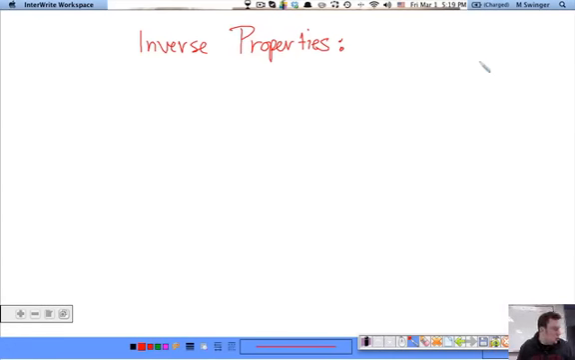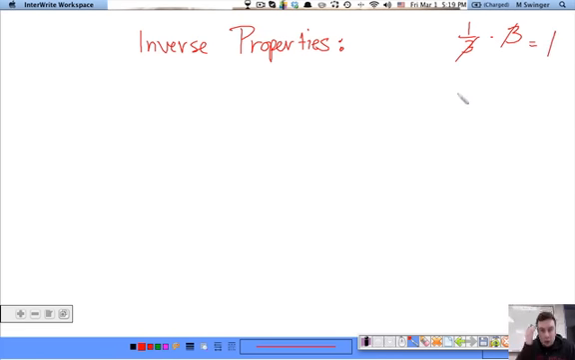Alright, part 2 of section 4. The first part is inverse properties. Let's go back to the inverse of 3, the multiplicative inverse. If you multiplied 3 times its inverse, 1/3, what happens? It cancels out, boom, done, you're left with 1.